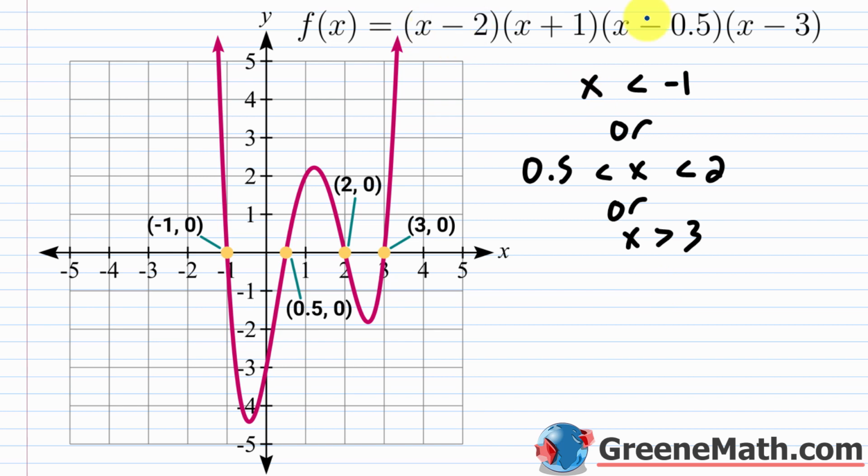We're saying that this guy right here is greater than 0, where x is less than -1. Yeah, that's true. Look at the function values here, or the y values. They're positive when x is less than -1. Then if you look between x values of 0.5 and 2, that's going to be this part right here. Again, we're above the x-axis, so the function values, or the y values, are positive. Then again, when x is greater than 3, so that's going to be right here, your function values are going to be positive.